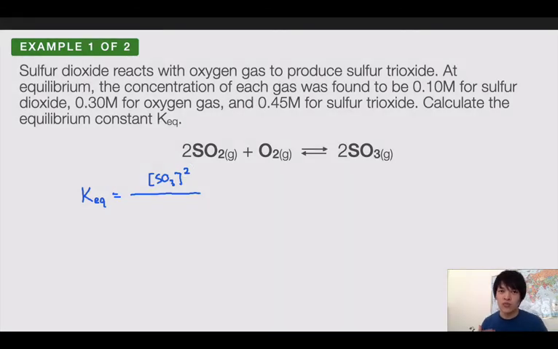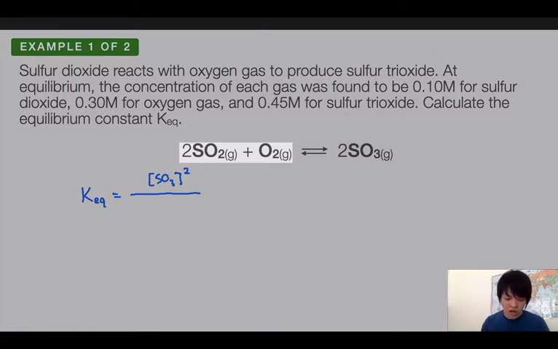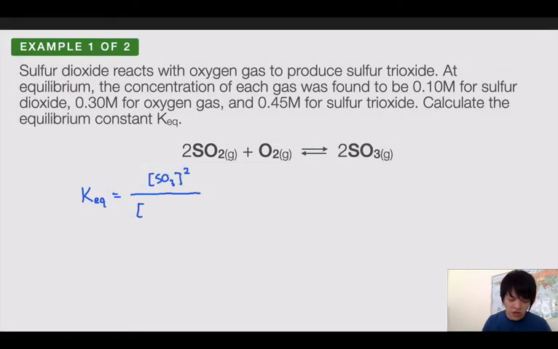On the bottom, you're supposed to put your reactants. We have two reactants. The first reactant is going to be sulfur dioxide, and there is a coefficient of 2, so we're going to put to the power of 2 here. And this is being multiplied to the other reactant, which is oxygen gas.